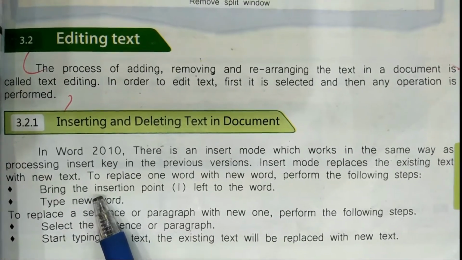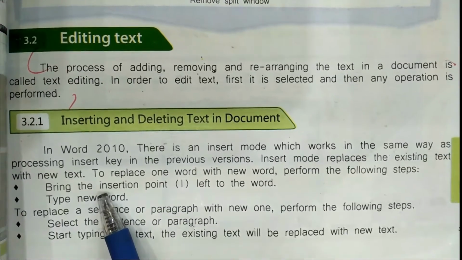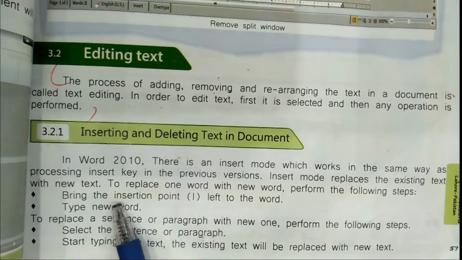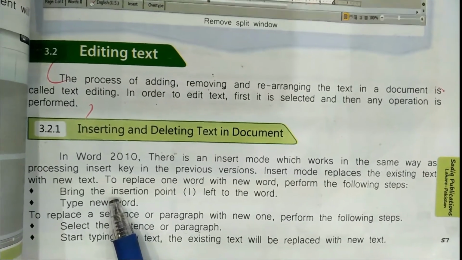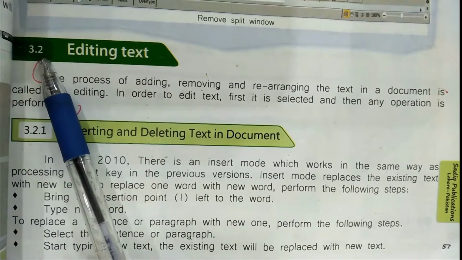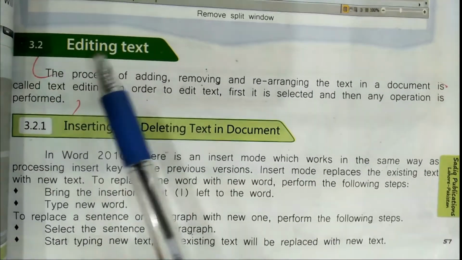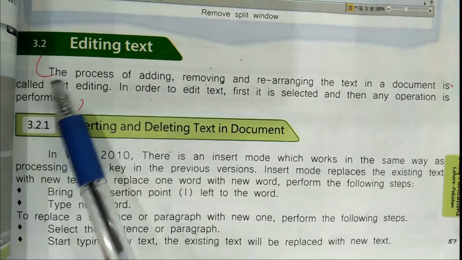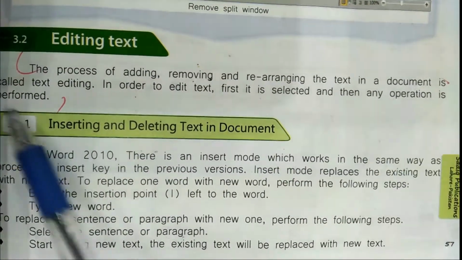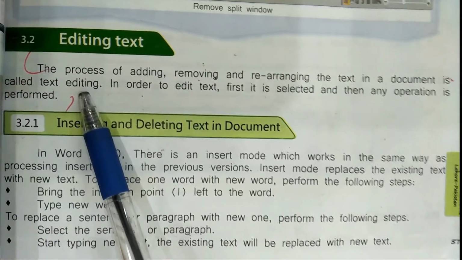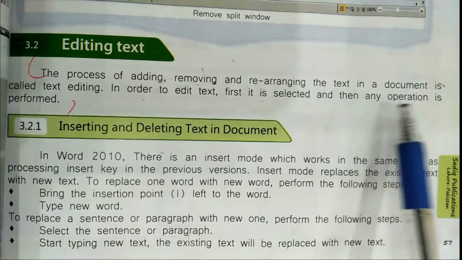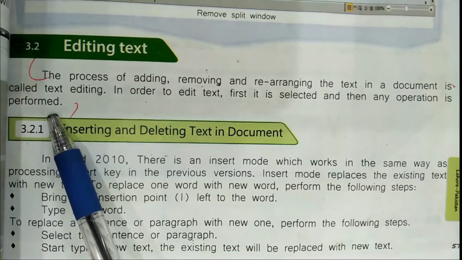Computer science subject, unit number 3, more on Word. Students, in the previous lecture we have studied about changing zoom setting and splitting a document into separate sections. Now today we are going to start our new topic 3.2 and it's on page number 57, editing text. The process of adding, removing and rearranging the text in a document is called text editing. In order to edit text, first it is selected and then any operation is performed.